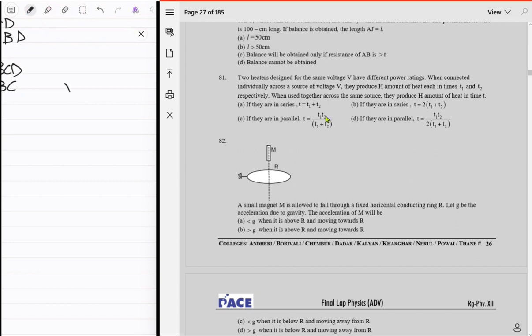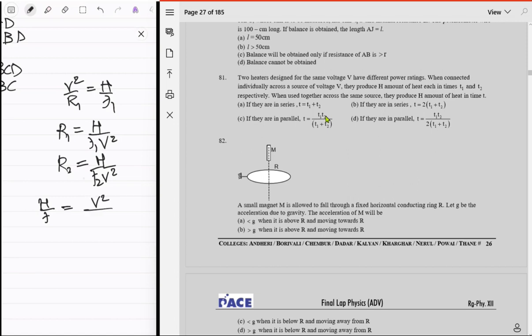So, what is the earlier power? V square upon R1 is equal to H upon T1. So R1 is just equal to T1 V square upon H. Similarly, R2 is equal to T2 V square upon H. What we want to figure out is across the same source to produce H amount of heat in time T. So H upon T is the new power, which is once again V square upon R, just V square upon R1 plus R2. It's not a big thing, right? Actually I'm messing up. Oh, this is 1 upon R. Sorry. Okay, so R1 is like T1 V squared upon H actually.